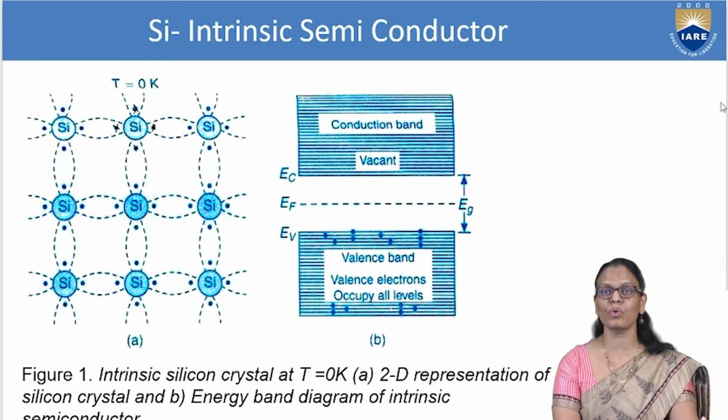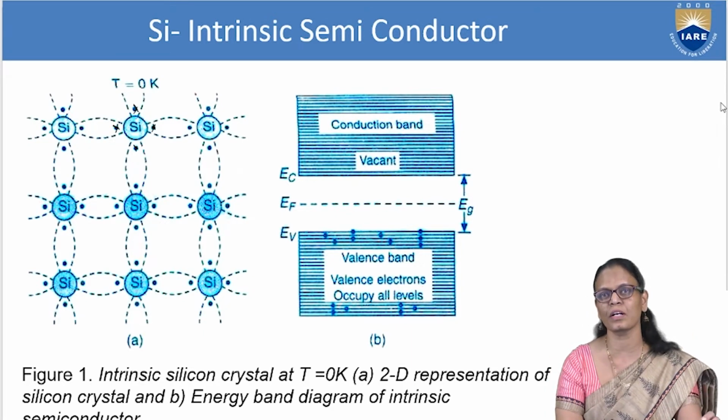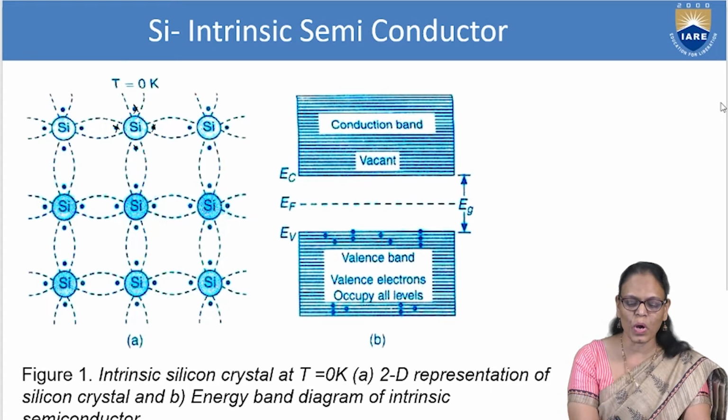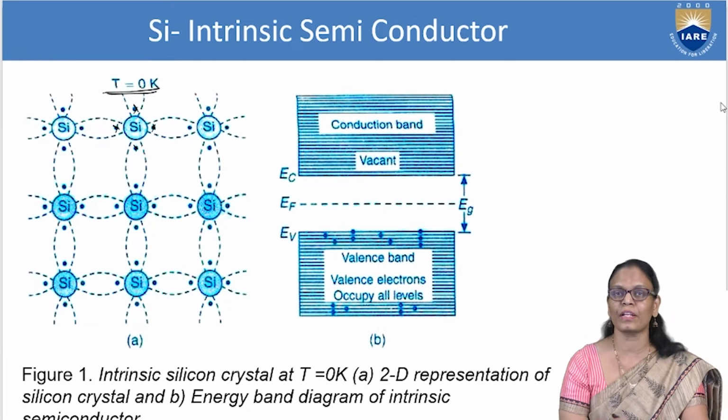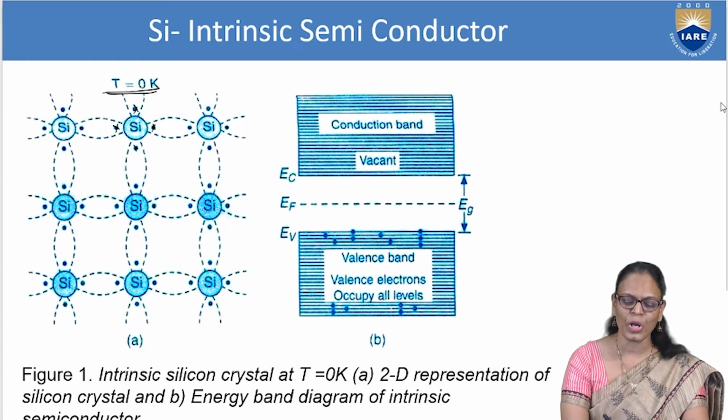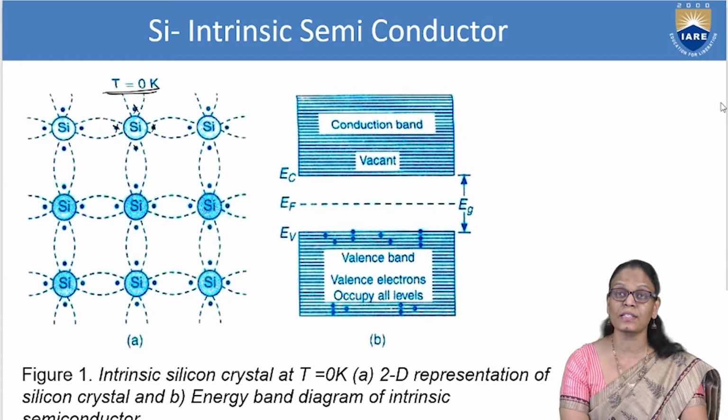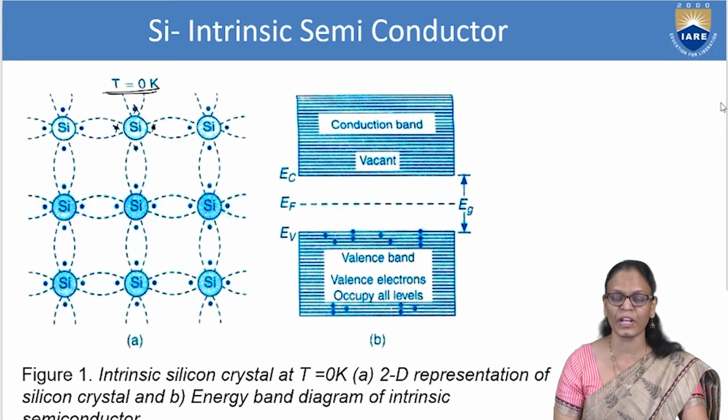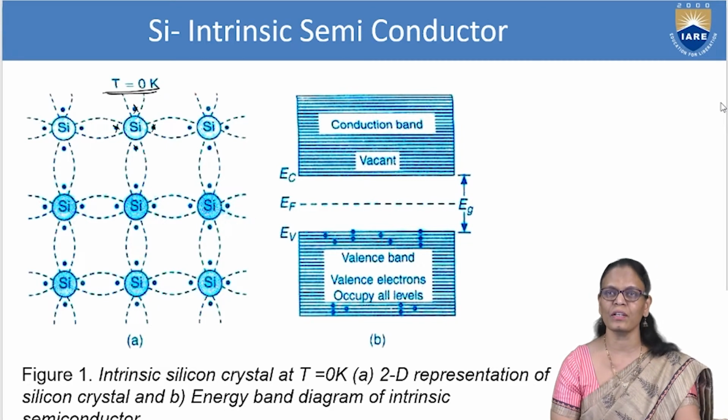Here we have shown only 9 atoms, but there are n number of atoms if you are considering a silicon crystal. So at T equal to 0 Kelvin, what we are observing is that all the valence electrons are forming covalent bonds with the neighboring atoms, and none of the electrons are free. No electrons are free, which means no conduction electrons.